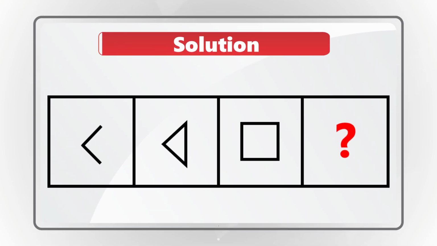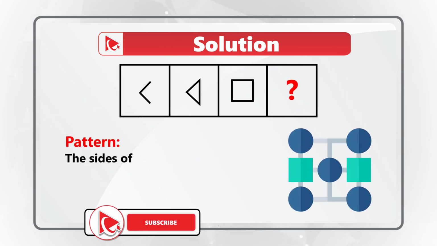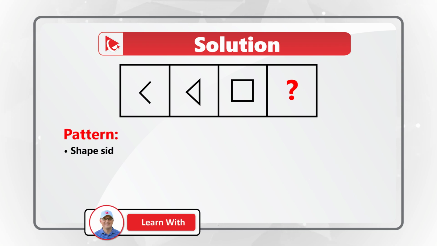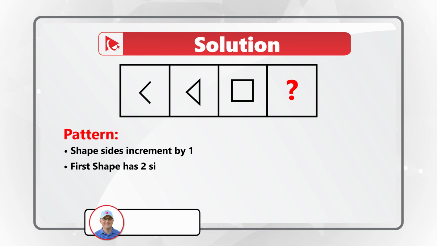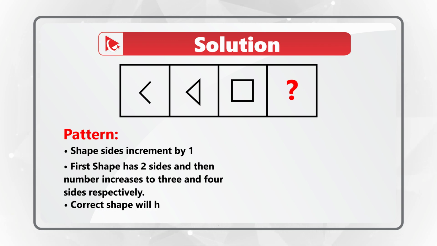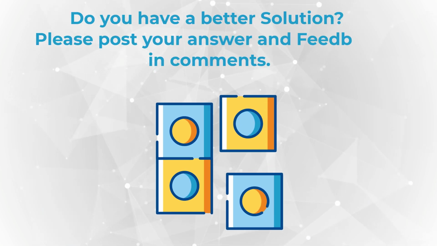You're probably tired of hearing it on this channel, but the key to solving these types of challenges is to find the pattern. And the pattern here is that the sides of the shape are increasing by 1 in each sequence. So for example, if you look at the first shape, it has 2 sides, and the number continuously increases to 3 and 4 sides respectively, which means that the missing shape should have 5 sides. And only shape B has 5 sides. Hopefully you've nailed this question and now know how to answer similar problems on the test.